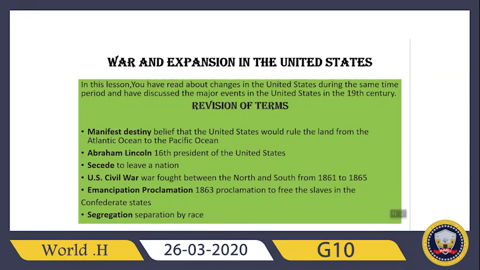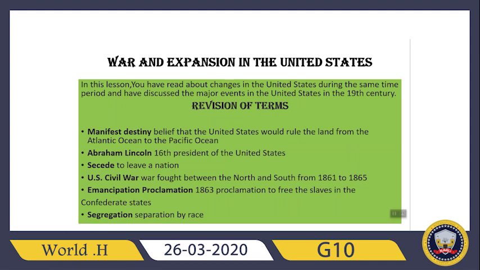Then we have the lesson War and Expansion in the United States. In this lesson you have read about the changes in the United States during the same time period, and have discussed the major events in the United States in the 19th century. A few of the most important terms I mentioned here are manifest destiny. What is manifest destiny? It was a belief that the United States would rule the land from the Atlantic Ocean to the Pacific Ocean. Then we have Abraham Lincoln, the 16th president of the United States.